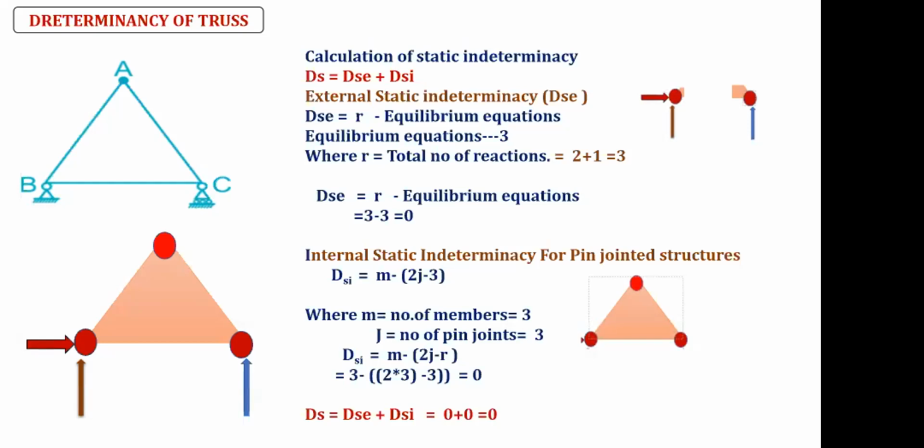So from now onwards, if we want to calculate external, internal, what does that degree of indeterminacy indicate? The degree of indeterminacy indicates how many additional equations we require. If you take the propped cantilever, there is a degree of indeterminacy equal to 1. What is that one? One compatibility equation we can generate.